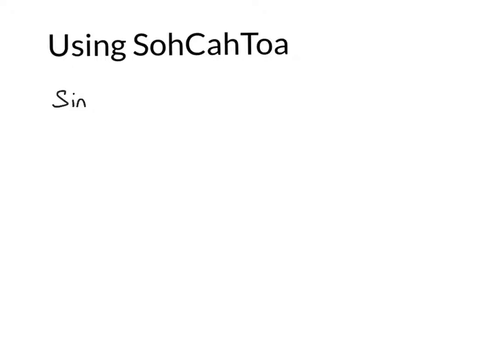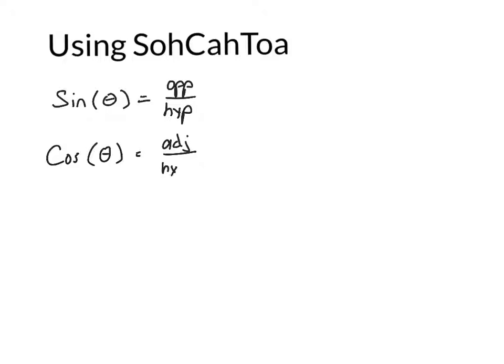So the SOH is sine of an angle theta is equal to opposite over hypotenuse. CAH is cosine of theta is equal to adjacent over hypotenuse. And TOA is tangent of theta is equal to opposite over adjacent.